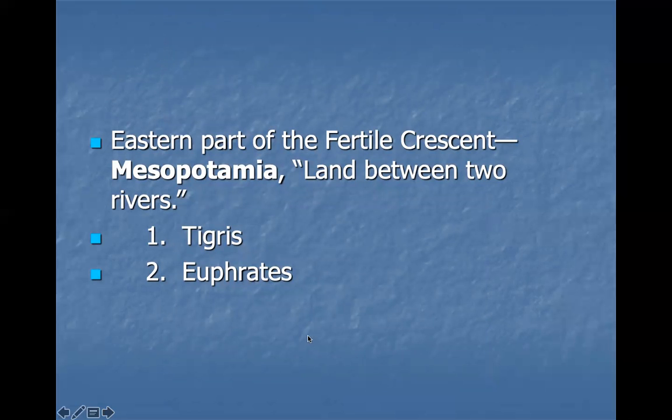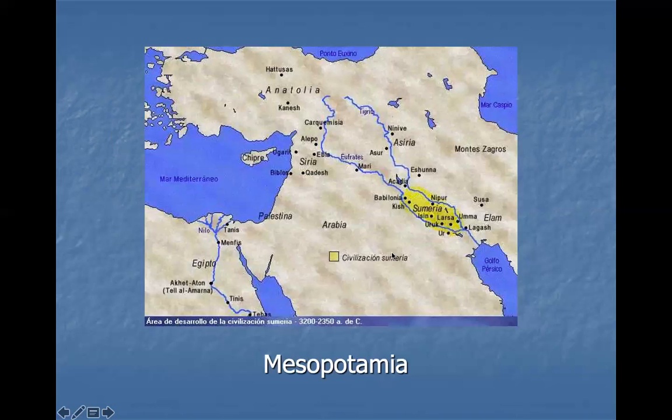Mesopotamia is called the land between two rivers. It's between the Tigris and Euphrates. Here you would see it in this area right here. Sumeria is located down here when we talk about that.